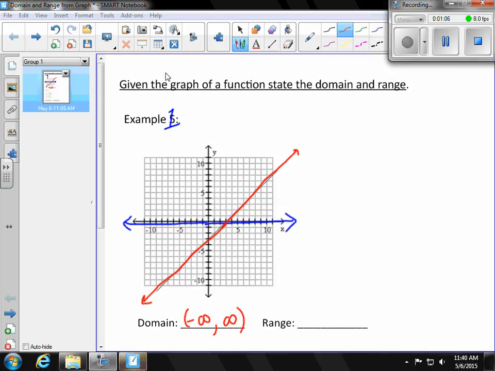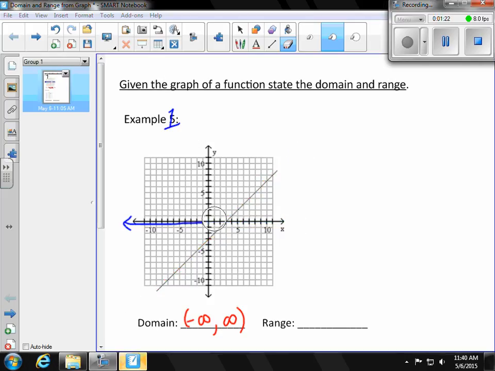Here I am using interval notation because there are no gaps or breaks, there are no individual points. It's every single value from negative infinity to positive infinity. And I'm going to erase that.